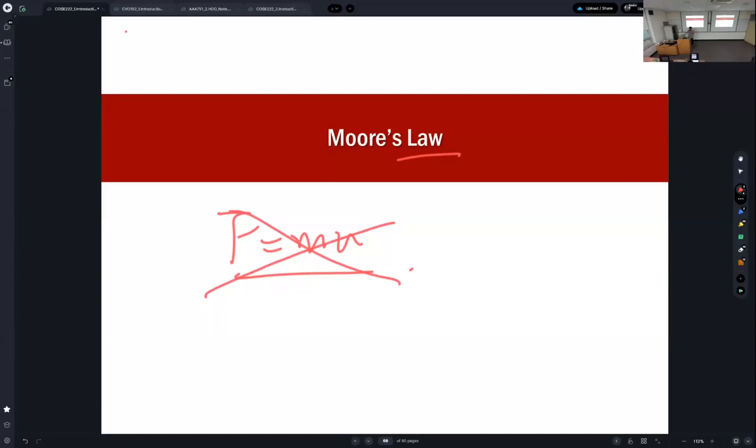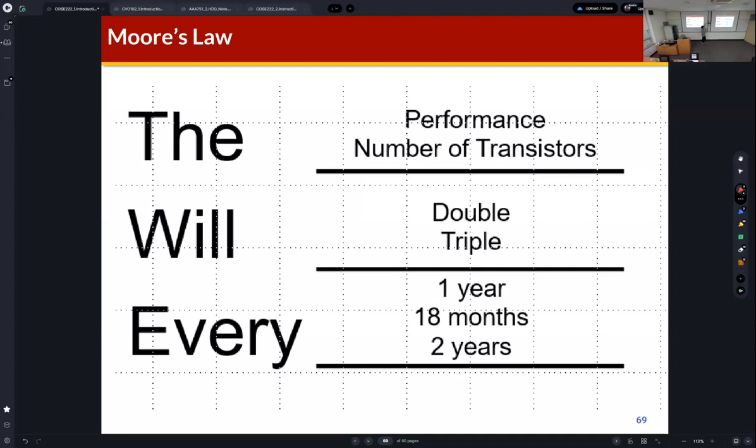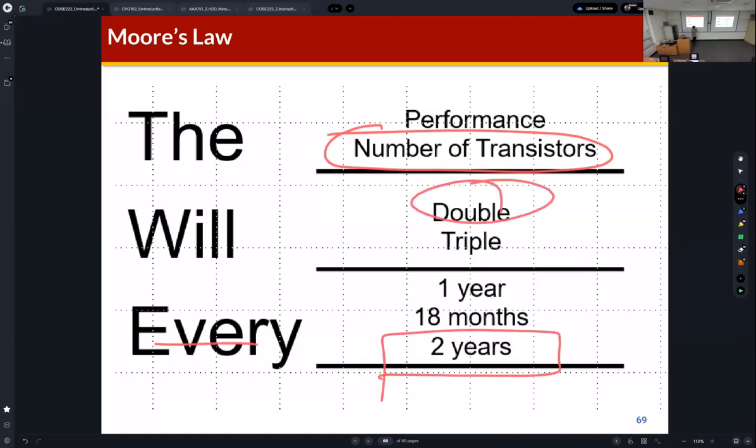Gordon Moore was Intel's CEO, and he observed a trend in the semiconductor technology or CPU industry. He observed that the number of transistors, not performance, okay, the number of transistors, doubles every 2 years. He observed the number of transistors within one CPU, and he found that the number of transistors increases by double every 2 years. That is Moore's law.